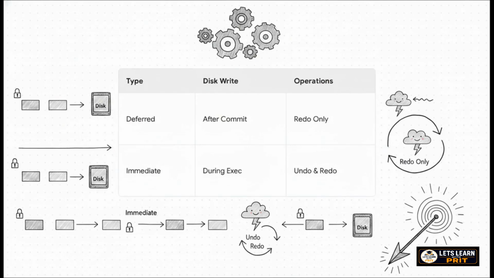Let's compare them side by side. This makes it so easy to memorize. Look at the disk write timing. In a deferred update, we write to the disk after the commit. So if the system crashes midway, nothing was ever written to the main database anyway. That means we literally never have to perform an undo. We only ever need to redo the committed ones. But with an immediate update, the disk write happens during execution. So if a crash happens and a transaction was incomplete, the actual database is already messy. In that case, we absolutely have to undo the incomplete ones and redo the committed ones. Honestly, this comparison table is your secret weapon for the exam.